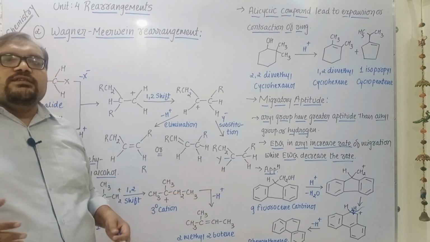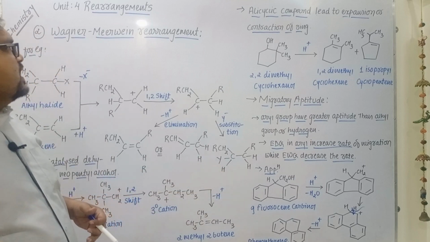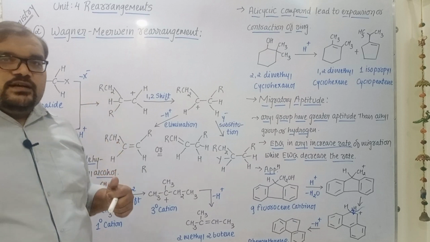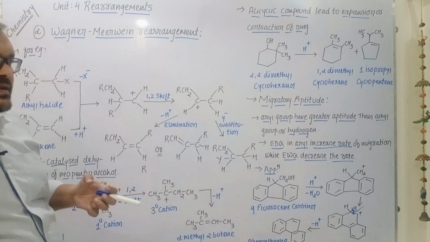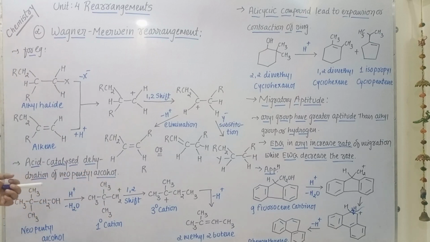So in this way we can easily define the Wagner-Meerwein rearrangement. Also, there are certain special cases. For example, as we can see here, the acid catalyzed dehydration of neopentyl alcohol. As we can see on the board, neopentyl alcohol undergoes acid catalyzed dehydration, right?